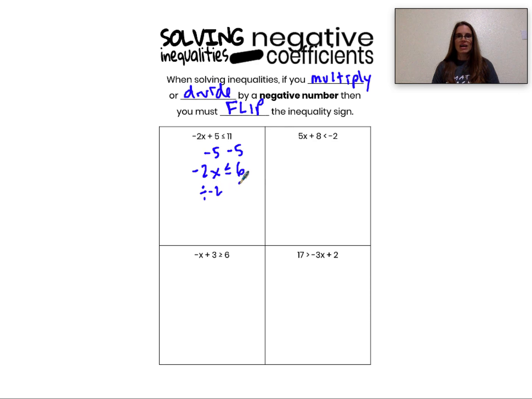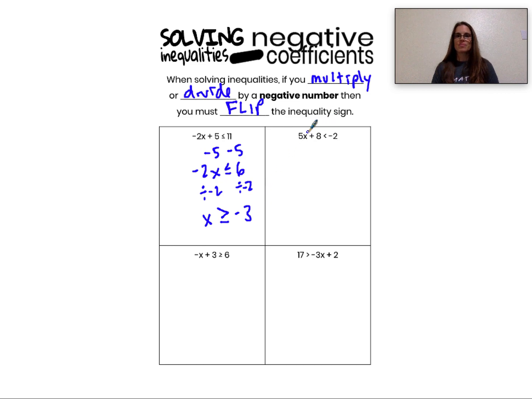When I divide by negative 2, this is when I need to flip my inequality sign. So negative 2x divided by negative 2 gives me x. Now I need to flip my inequality to greater than or equal to, and 6 divided by negative 2 is just negative 3. This is my final solution. X is greater than or equal to negative 3.